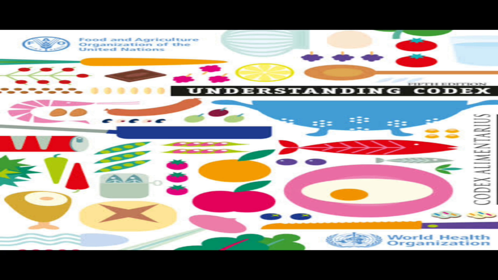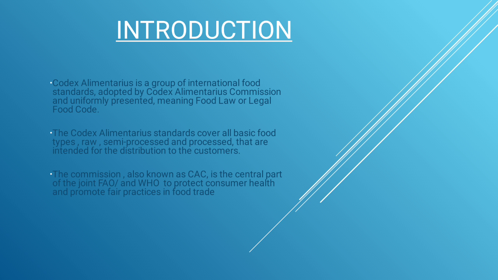Through understanding the Codex. Now the introduction part. What is Codex Alimentarius? Codex Alimentarius is a group of international food standards adopted by the Codex Alimentarius Commission and uniformly presented, meaning food law or legal food code. The standards cover all basic food types, raw, semi-processed and processed, that are intended for distribution to the customers.